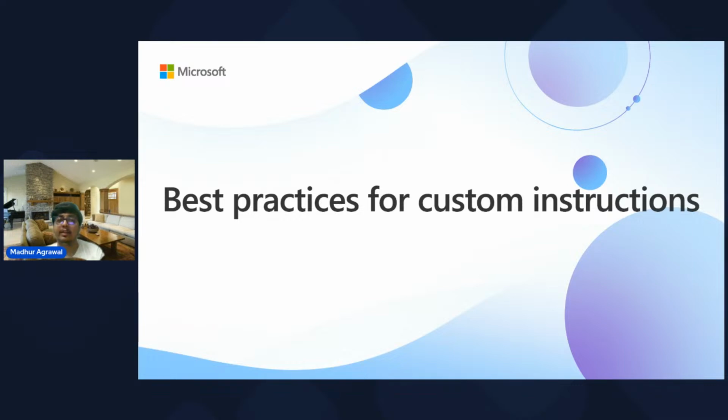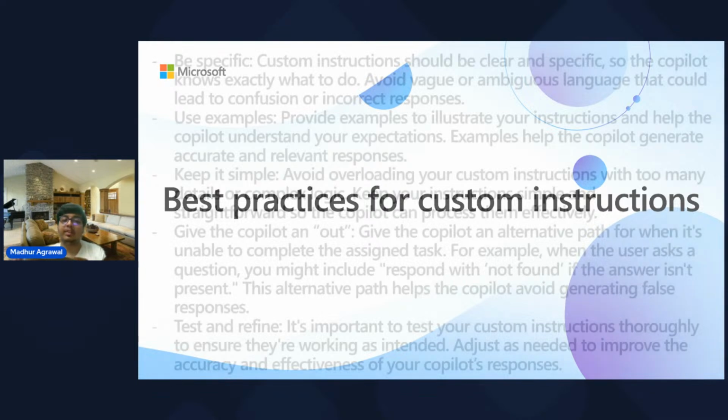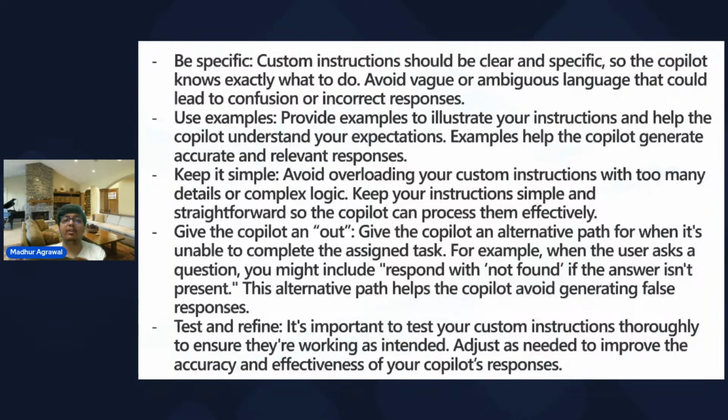The next thing that we are going to talk about is the best practices for custom instructions. I have included a few of them here. So let's talk about the first one: being specific. Custom instructions should be clear and specific so that the Copilot knows exactly what to do. You should avoid vague and ambiguous language that could lead to confusion or incorrect responses.